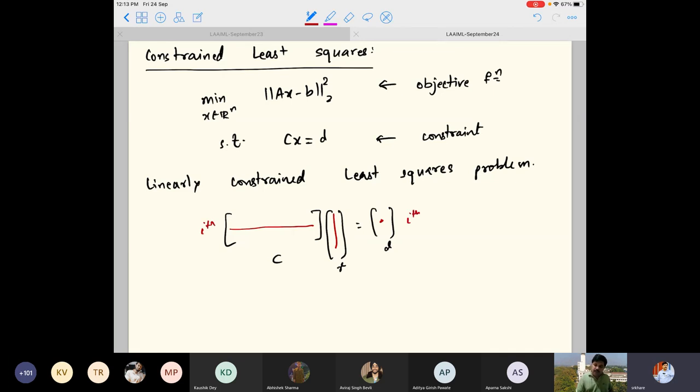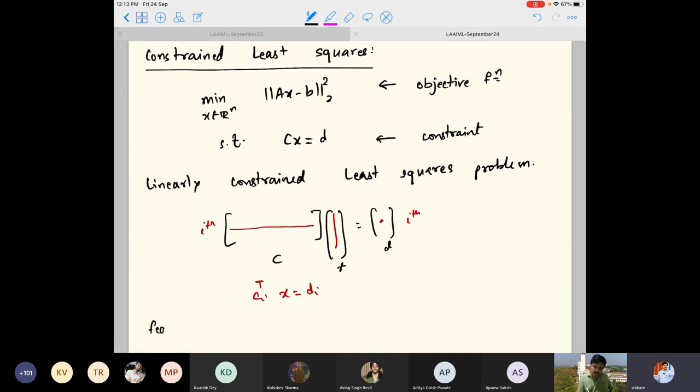Then this is the ith value, right? So that is what you get. So Ci transpose into X is equal to Di. That is one constraint. There are several linear constraints like this. I put them together in the matrix notation to get one constraint. In the matrix form, Cx is equal to D. Okay, so that's what is done.